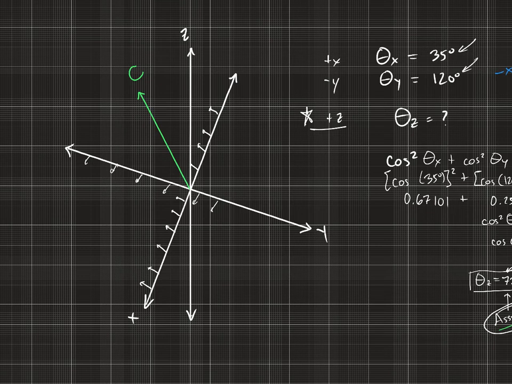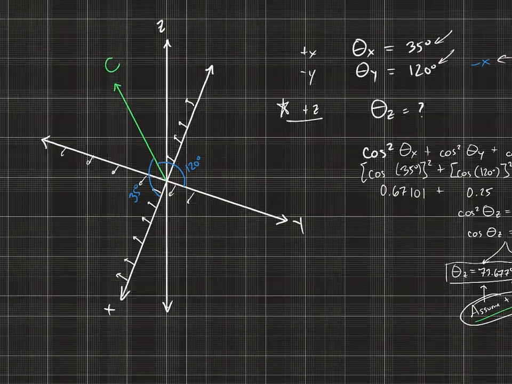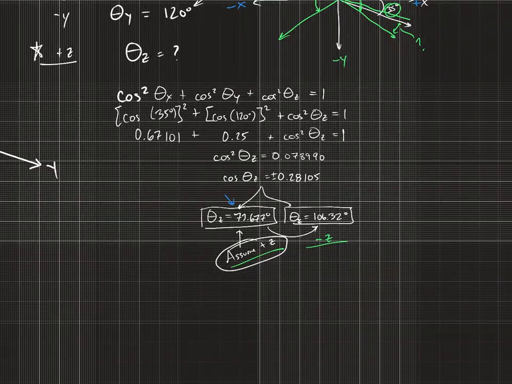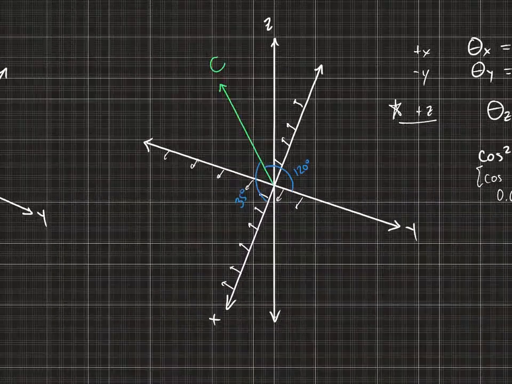We've got theta x, the angle between this and x, 35 degrees. It looks like I drew that a little large, but what can you do? This isn't a drawing class, and you're not a computer, so we do the best we can. Theta y is 120. That looks pretty good. And then theta z is 73.677 degrees, right here. Probably I could have drawn this a little closer to the x-axis, but that's about as much as I would expect from you guys.